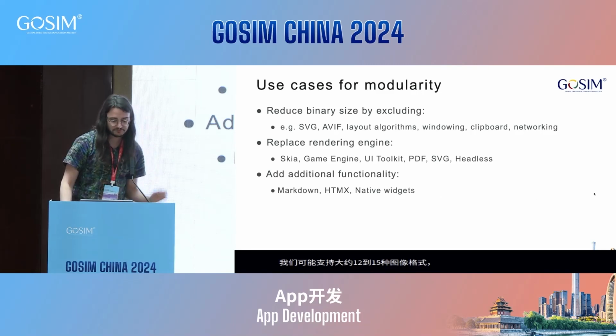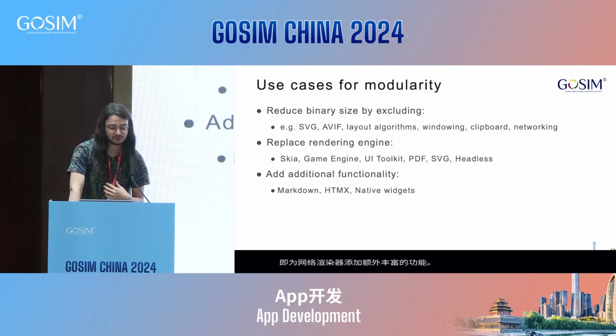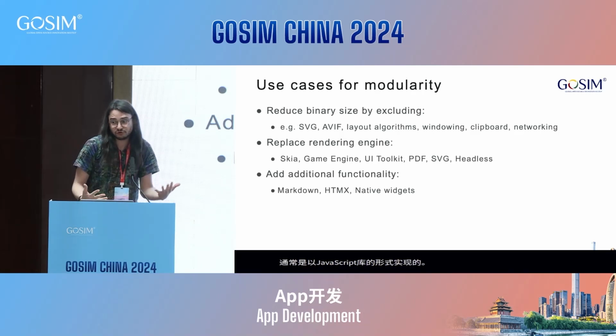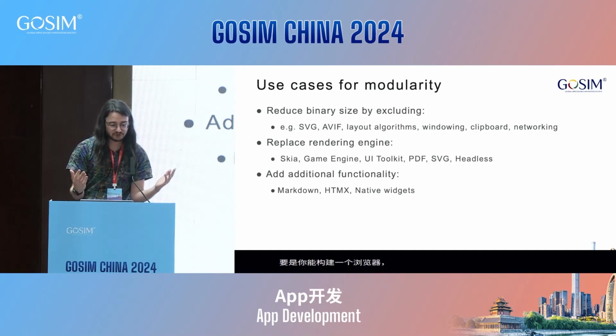There's also the possibility of adding extra rich functionality to a web renderer. So there are things like HTMX, which are typically implemented as JavaScript libraries. But it would be cool if you could build a browser that had that functionality just natively built in. And we think that Blitz provides a good platform for people to do that without having to build the whole rendering engine, the renderer, the layout, the style from scratch.